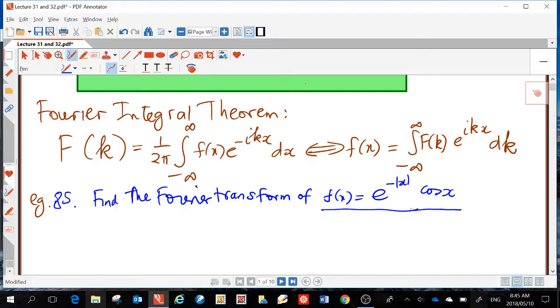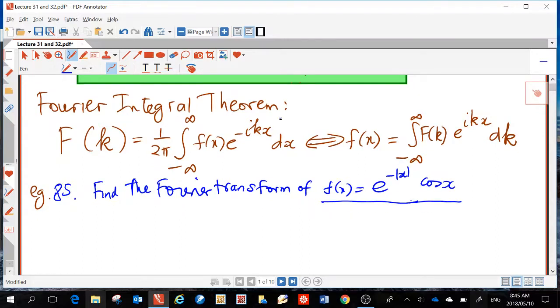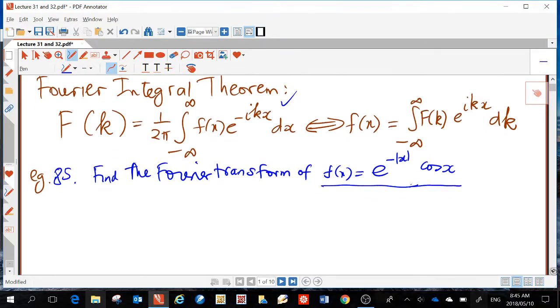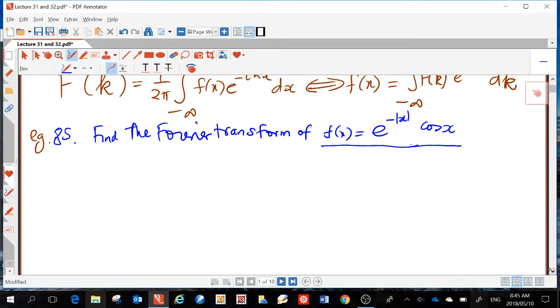So in trying to find that Fourier transform, in other words, you've got to find this left-hand side guy. 1 over 2 pi integral of e to the minus absolute x cos x e to the minus ikx. So that's the integration we have to do. Looks quite dangerous, but let's see how it can be done. So first, observe, note, f is even.